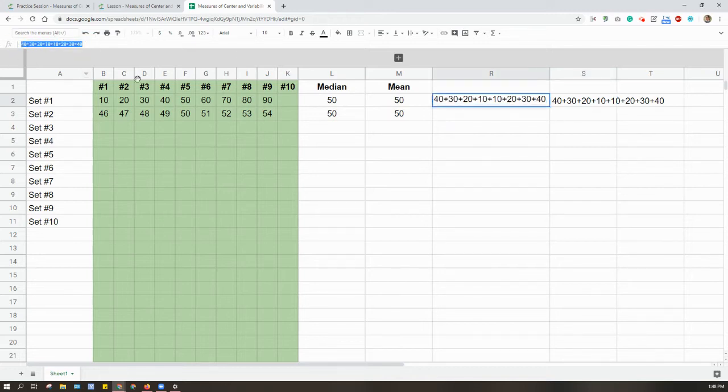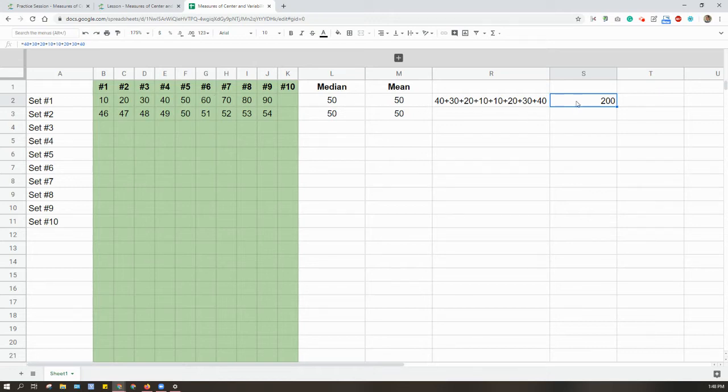I'm going to copy it over here. I will paste what that says. And there we go. I got 200. Now, again, there were 9 values there because we're including the 50. So how far away from, what is the average amount that all of those are away from 50?